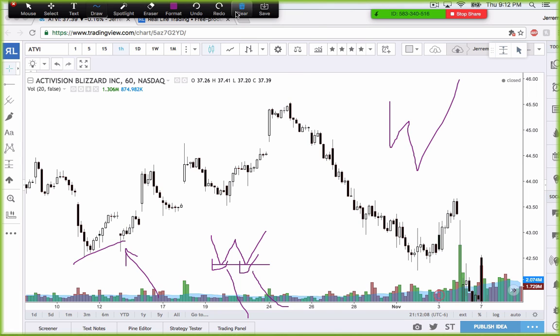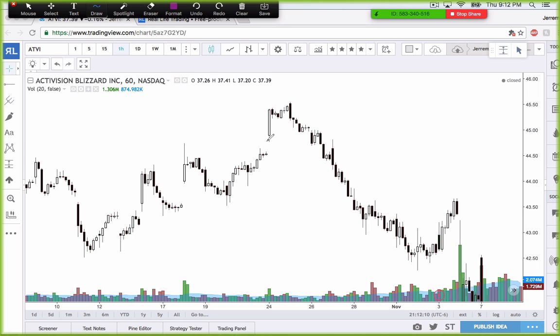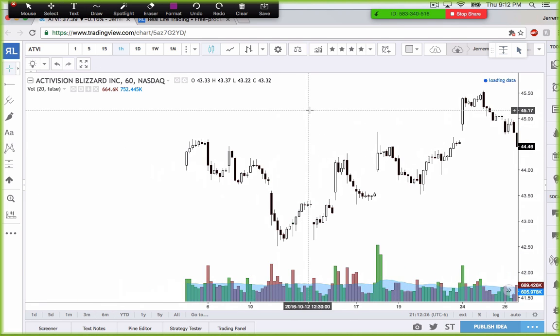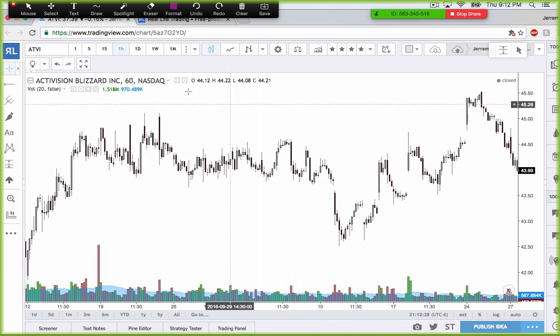All right, so that's Activision. So here's a double top. Now, this one's not going to be perfect, but there you go. And this one right here did not retest the neckline. It got close, but it didn't quite get there. So that's a double top on Activision. So you just have two peaks. It's like you're drawing an M.